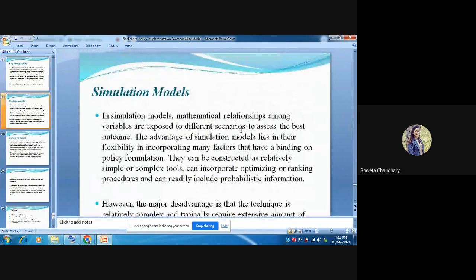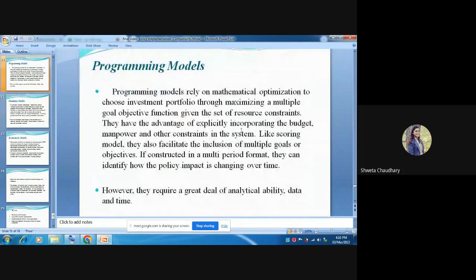Like programming models, we see within given resources how you can minimize the cost of farming or maximize the production of the farming within the given limited resource of land, labor, and capital. This is what a programming model is.